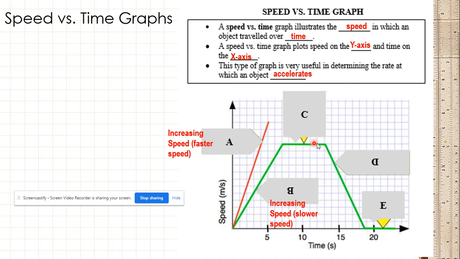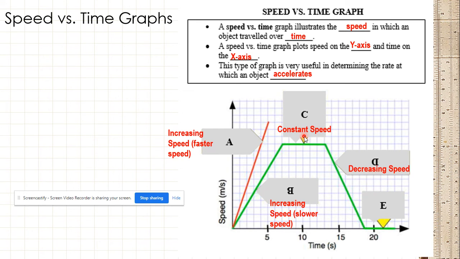Look at C, the line is straight across. So this means that the object is moving at a constant speed. I know it's moving at a constant speed and not stopped because the line is not touching the x-axis. So it's not touching the x-axis, but it is straight across. So that means it's moving at a constant speed.